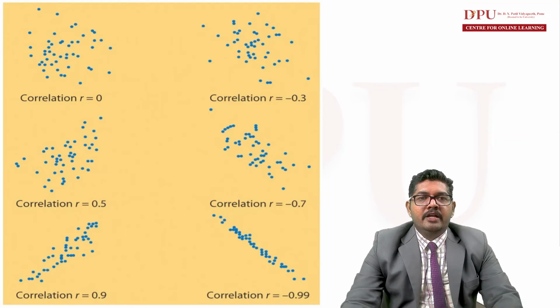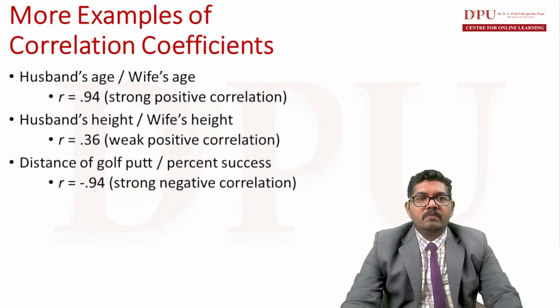So these are again examples of scatter diagram. From the first diagram R is equal to 0, second diagram R is equal to -0.3. So we can say that there is a weak negative correlation. Similarly, you can interpret other scatter plots also.